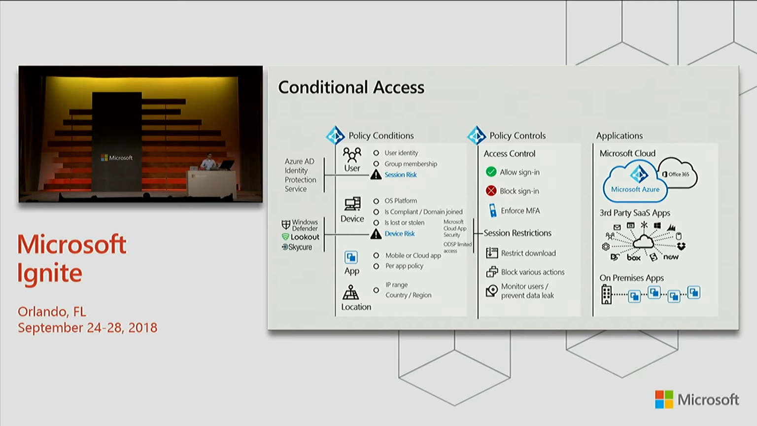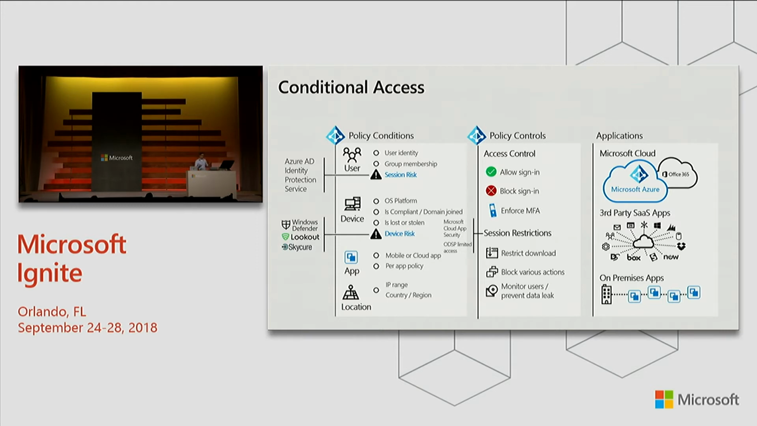So AD gives you all the tools necessary at your disposal to evaluate access on the user identity, the app identity, the location, and the device that access is being requested from. And it also gives you a ton of access controls to limit that access across all applications. So we focus a lot when we talk about CA on Office 365, but it doesn't stop there.